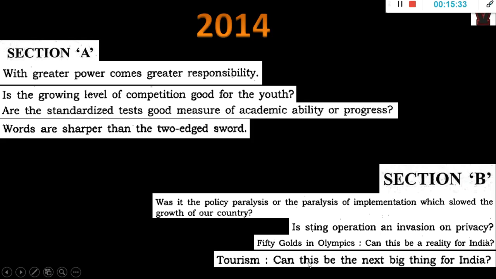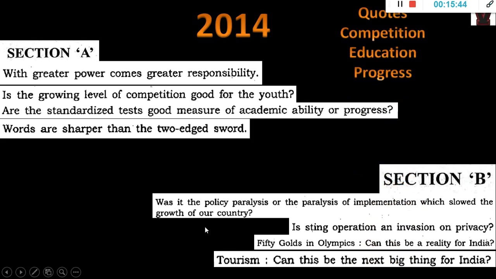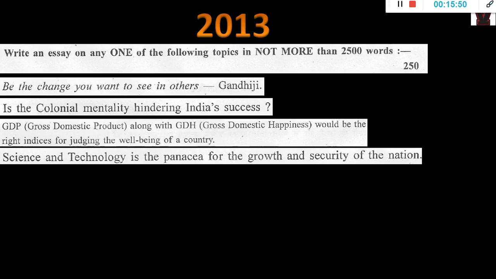Now tourism, can this be the next big thing for India? See, like this they keep asking, they give something and ask about its future. One is sports related future, one is tourism related future. So quotes, competition, education, progress. Here GS2, GS3, sports and tourism.